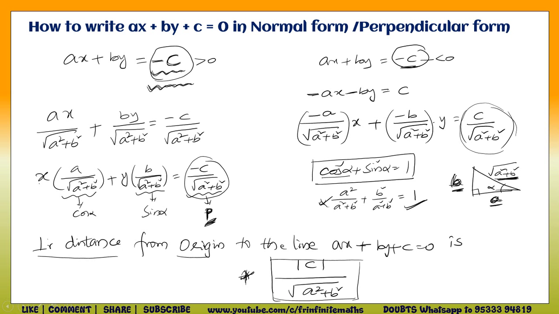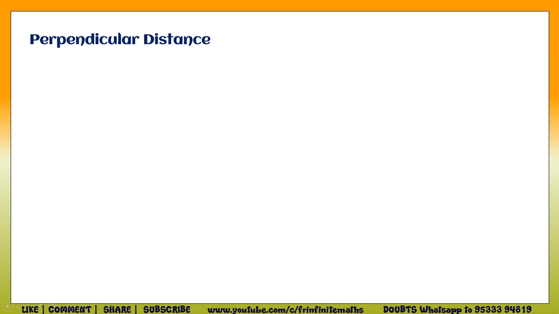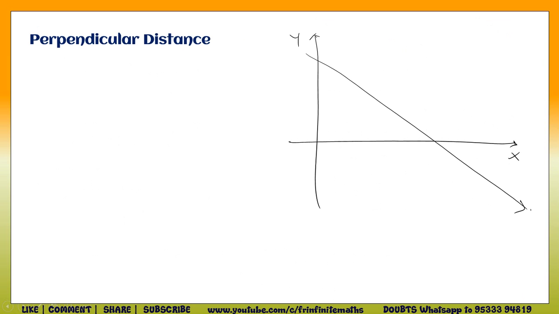Suppose I need the perpendicular distance from some point. What should I do? Suppose this is my x-axis and this is my y-axis, and this is my line L, which is ax plus by plus c is equal to 0. So this is my line equation. Suppose I need the perpendicular distance from the point x1 comma y1 to this line. Then how do we find this?